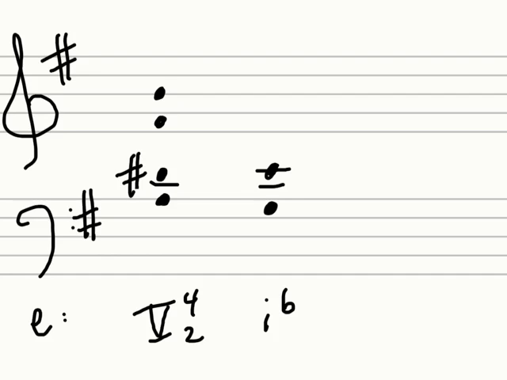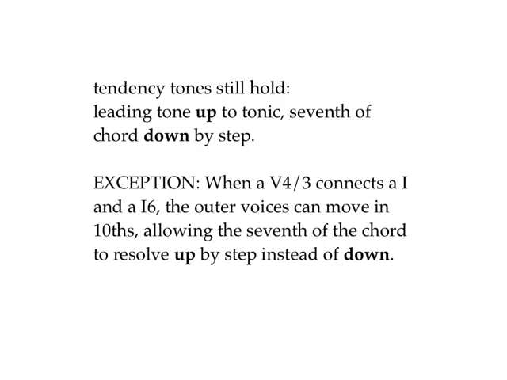And now I've got a G, I've got an E, I need a B, which is there, and I need a doubling. The alto can go up to G or down to E, and that will work. Remember that our tendency tones hold in all of these cases. The leading tone goes up to the tonic, and the seventh of the chord goes down by step.